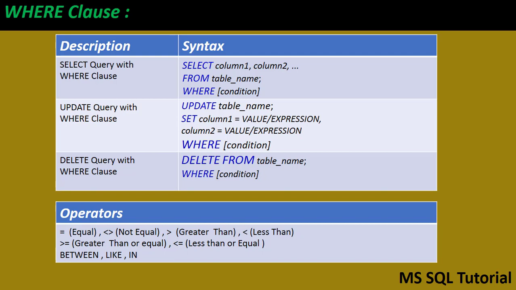If you see the syntaxes for the WHERE clause, I have given three syntaxes here for different statements. One is the SELECT query with a WHERE clause. The syntax is: SELECT column1, column2 up to column n FROM table name WHERE the condition that I'm going to use. That is the syntax we use while writing the SELECT query. If the particular WHERE condition is satisfied, then only the values are returned from the table, for the given columns mentioned here.